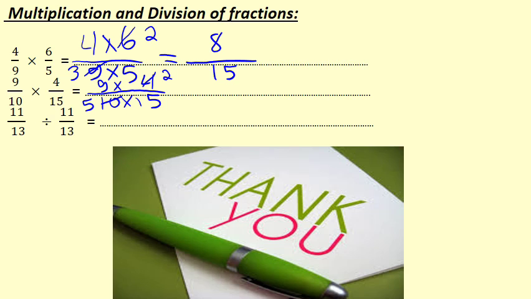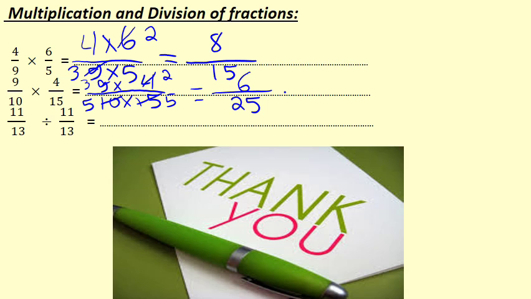We can reduce 9 and 15. 9 by 3 is equal to 3, and 15 by 3 is equal to 5. Now can you reduce more? No. We can multiply now. 3 times 2 is 6, and 5 times 5 is 25. You see, it's easier to reduce, then multiply, okay?